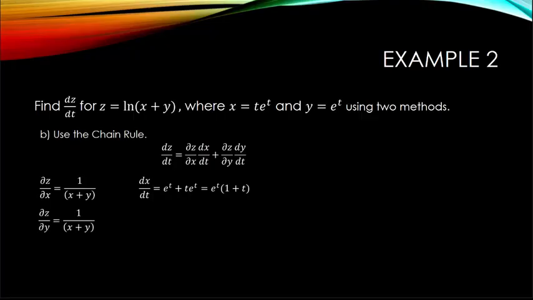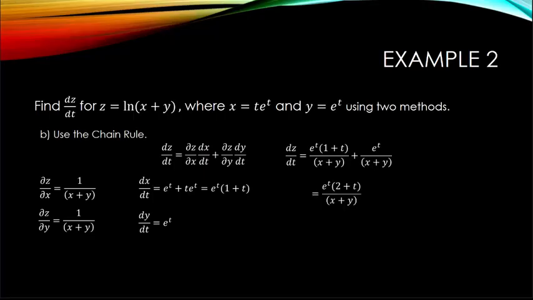The partial of z with respect to y is 1 over the quantity x plus y, and dy/dt is given by e to the t. This means that dz/dt will be given by e to the t times the quantity 1 plus t over x plus y, plus e to the t over x plus y. I'm going to simplify that. That gives me e to the t times the quantity 2 plus t over x plus y.